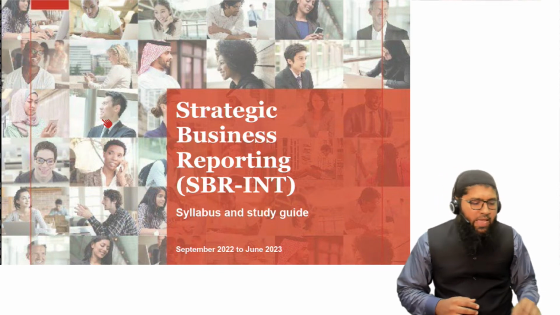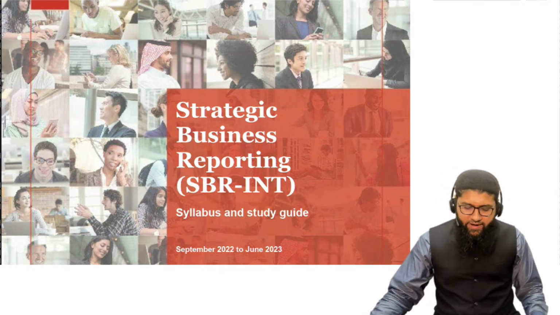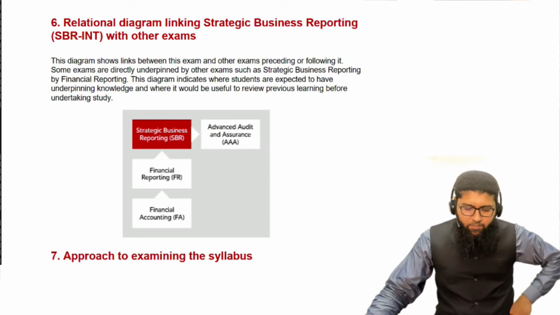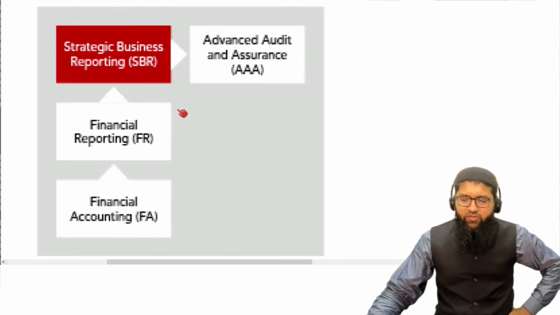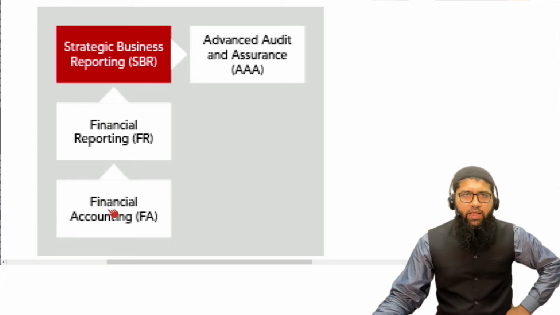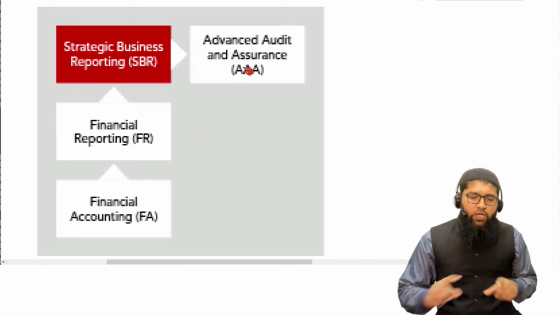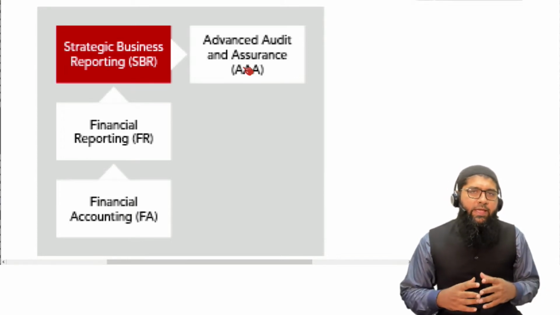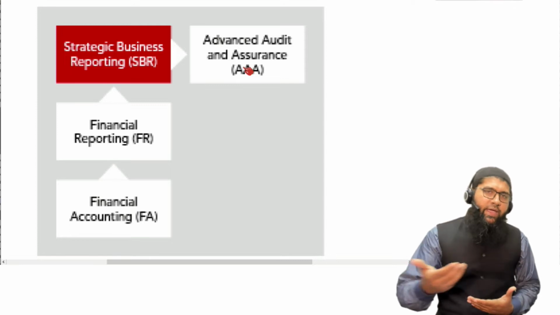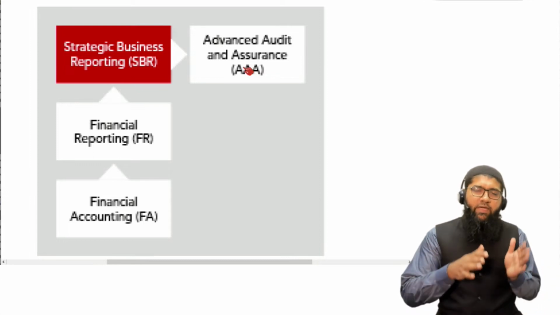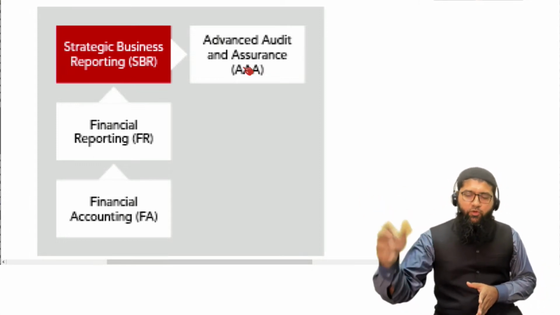Now, if I just move a bit forward, I'm going to open up the relational diagram of this SBR syllabus. It's very important to study this relational diagram. You could see that there is this SBR, FR, financial accounting, and then there is this AAA. ACCA does this relational diagram for every single syllabus that it prepares. It gives you a connection as to what this paper is connected to with respect to the earlier papers and where this paper is going to be connected to for the subsequent papers.